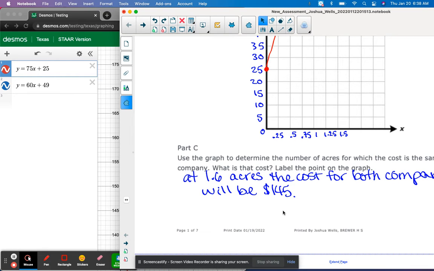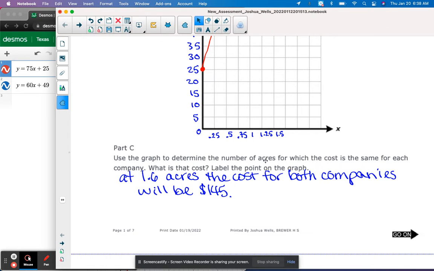So this one was kind of more difficult to see because we're dealing with such weird numbers, but it won't always be like this. So again, at 1.6 acres, the cost will be $145. If I would have labeled my graph a little bit differently, then it would have been easier to see.